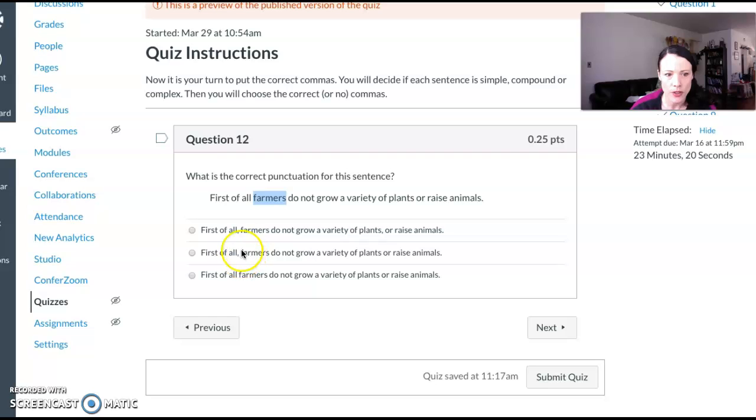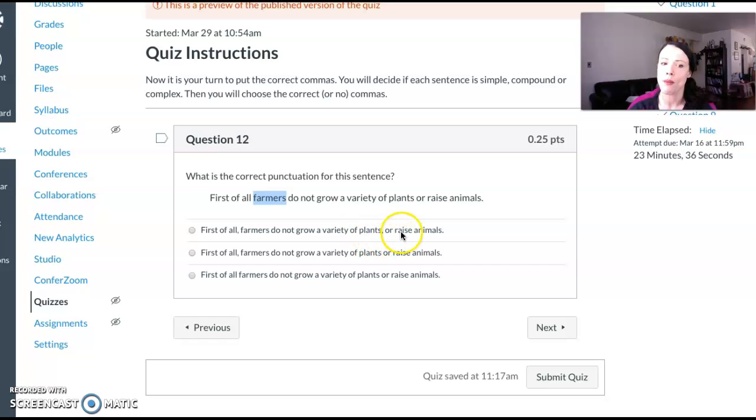Okay, now we have two choices like that, so let's compare. Okay, this one has a comma here. Do we need a comma here? What do you think? No, because this is a list of two.